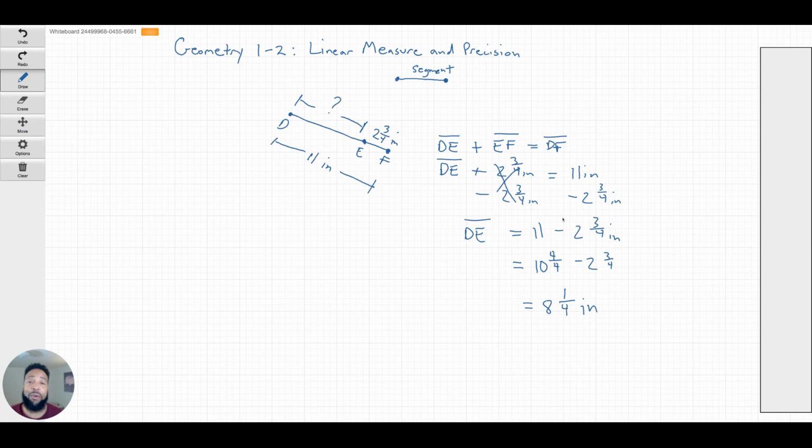So you may be given a problem where you're given the small portion and then the entire portion, and they need you to find the missing portion in that piece. So I hope this helps.